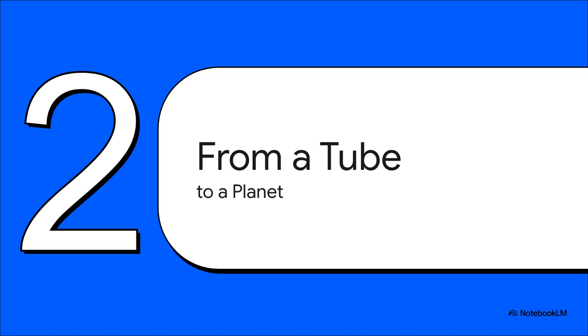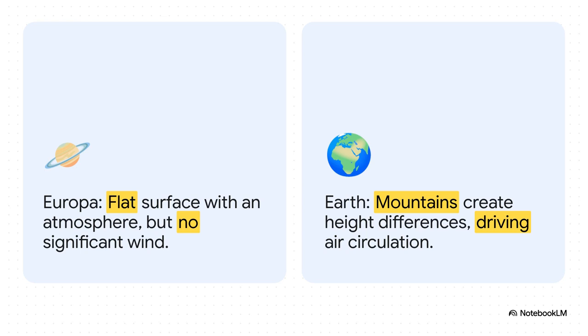This incredibly simple idea we just saw in a bike tube, well, we can scale it up to understand the winds across our entire planet. Let's just picture two different worlds for a second. First, think about Jupiter's moon, Europa. It's got an atmosphere, but its surface is unbelievably flat. And guess what? There's practically no wind there.